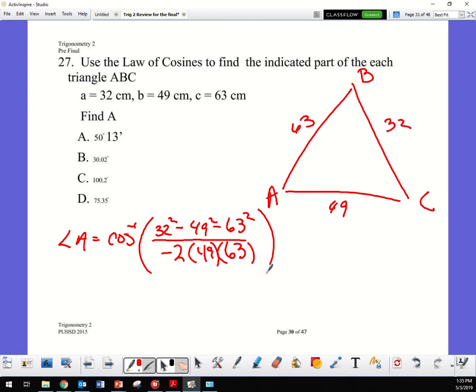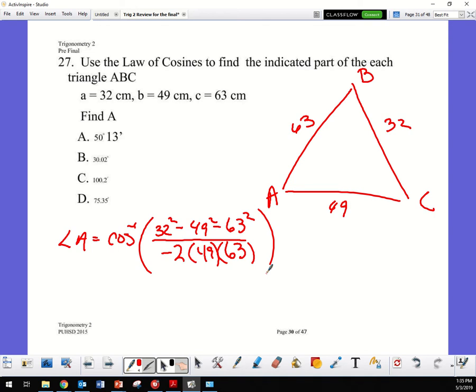Wait, 49 and 63, because 32 is my little a, isn't it? I thought the biggest number always went first. No, it's not the biggest number that always goes first. It depends on the angle. So if it's angle A, the first number has to be little a. If it's angle B, the first number has to be little b. If I'm looking for little c, the first number is little c.